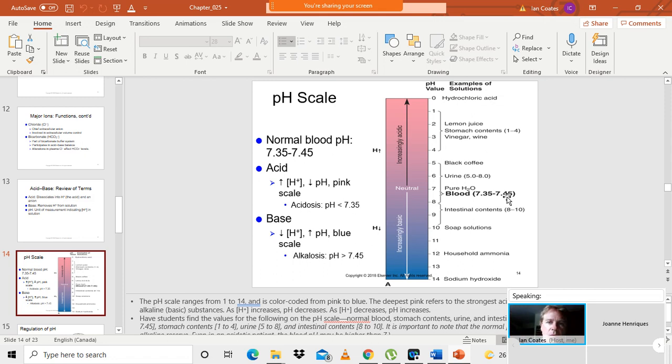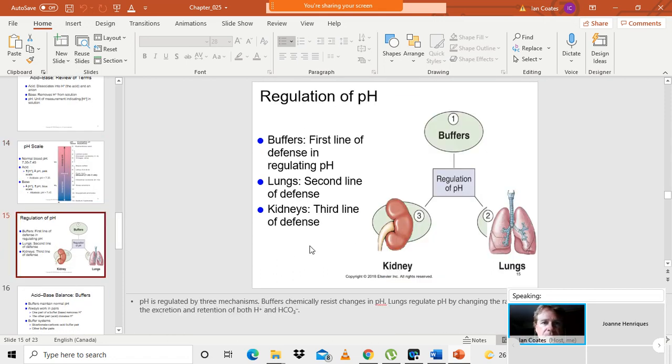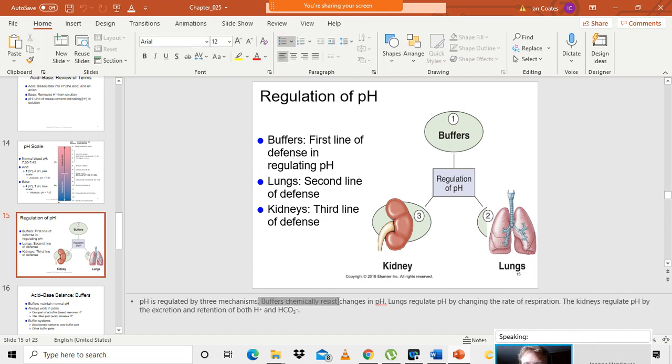Incredible. So you'll see here that the buffers are the first line of defense against regulating pH, the lungs are the second line of defense, and the third is the kidneys. So the buffer is so important for maintaining blood pH. Buffers chemically resist change in pH, as stated before. Lungs regulate pH by changing the rate of respiration. And the kidneys regulate pH by excreting and retaining these guys right here.